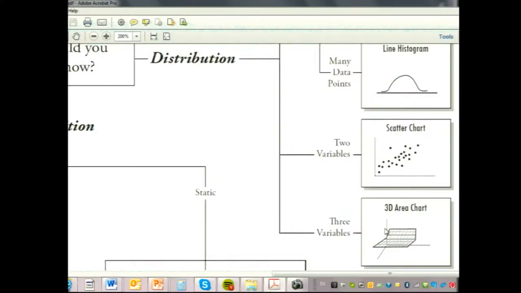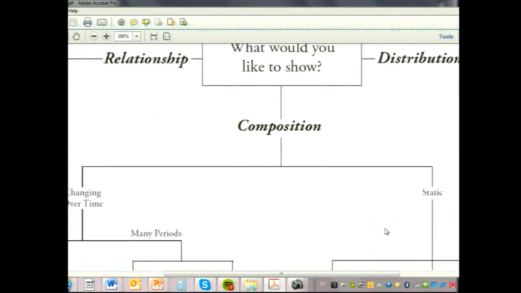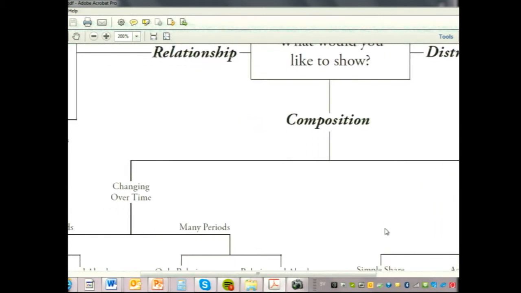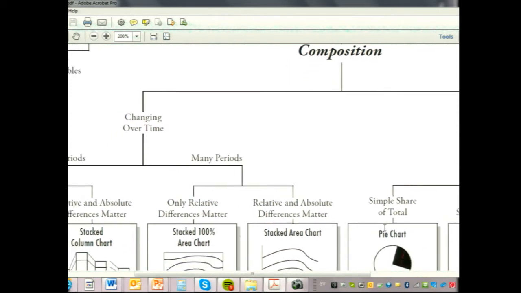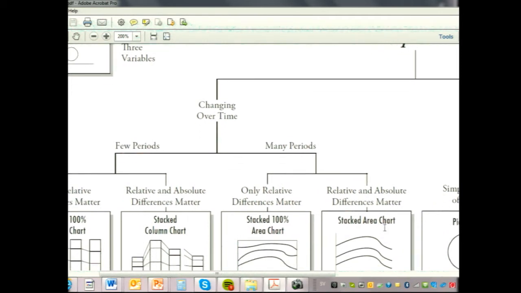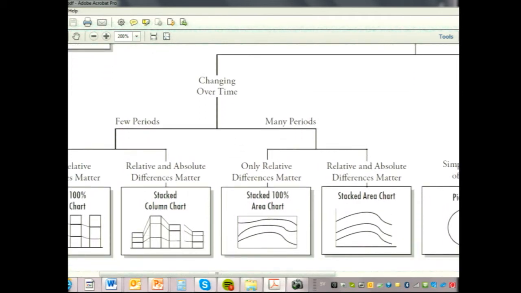But one of the things I want to tell you also just in general about using graphs is that you want to avoid these 3D kinds of graphs as much as possible unless you need to show three variables. Composition. Here we have the line graphs down here, I think, changing over time. No, we don't, yeah. We have the stacked column charts. Here you can get a lot of information in these kinds of charts, depending on whether you have few periods of time or many periods of time.